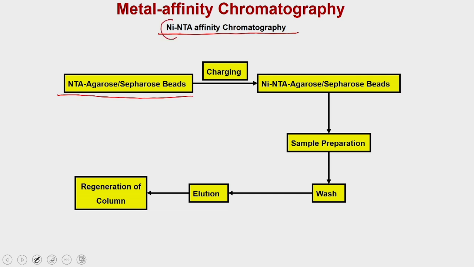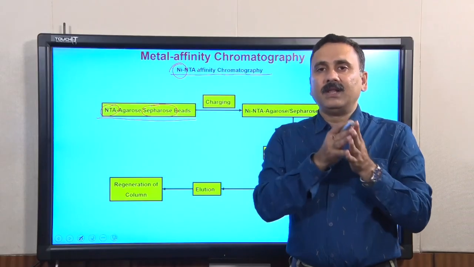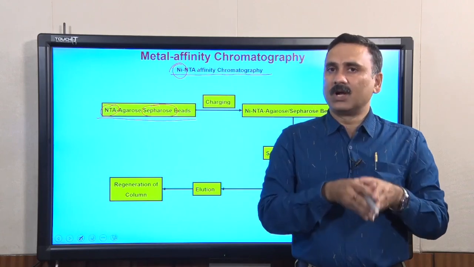you are not going to get it as nickel NTA. What you are going to get from the vendor is the column as NTA agarose beads, or sometimes you will get NTA Sepharose beads. So this column material does not contain the nickel bound to the beads. Either you will get the NTA Sepharose beads or NTA agarose beads.